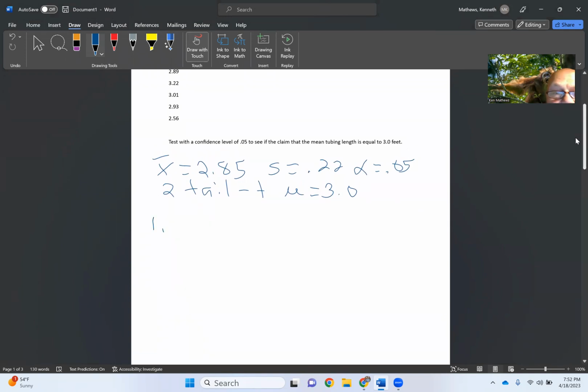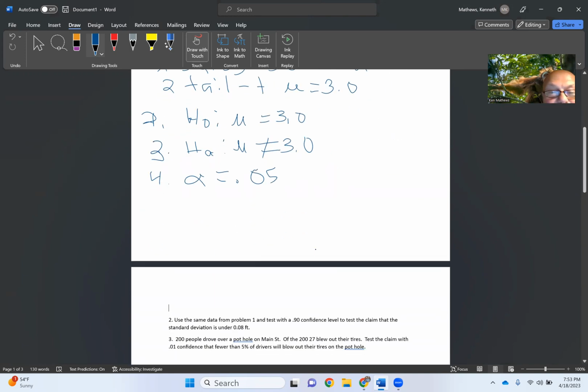So the claim, the null hypothesis, is that the mean is equal to 3.0. And the alternative hypothesis, oh, that's a 2, that's a 3. The alternative hypothesis is that the mean is not equal to 3.0. And our alpha level is equal to 0.05. So now for steps 5 and 6, we have to draw the picture. So I'm going to insert another page break.